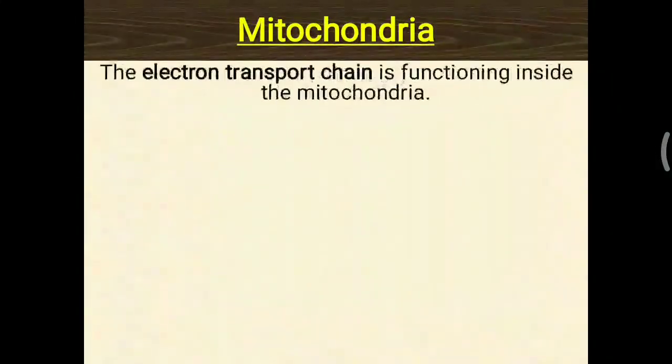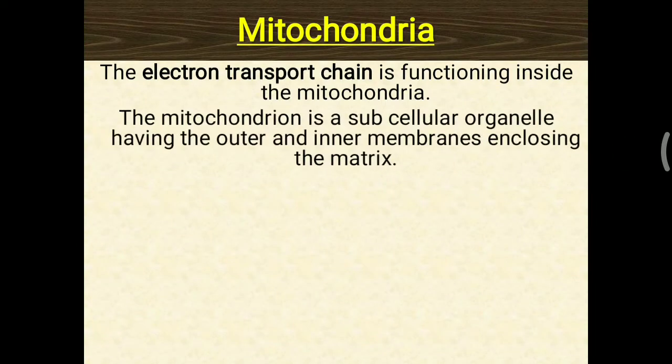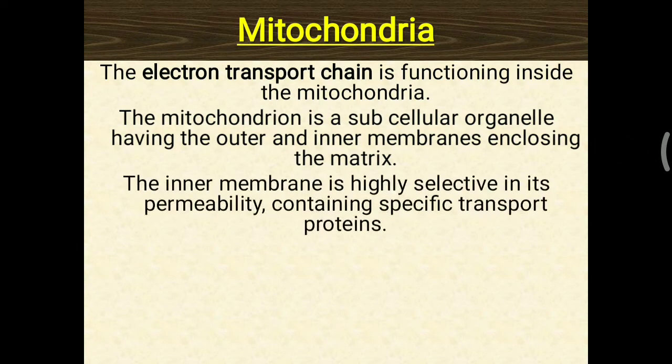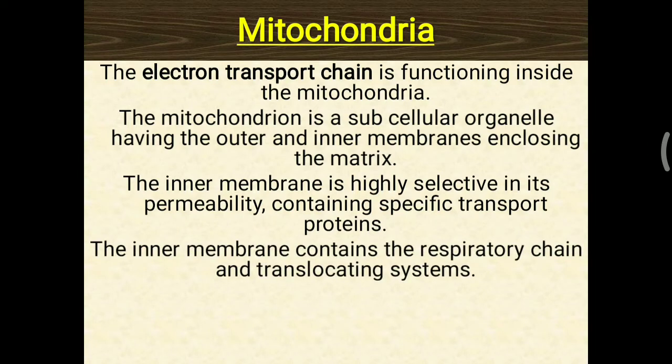First, about the mitochondria. The electron transport chain functions inside the mitochondria. The mitochondria is a subcellular organelle having an outer and inner membrane enclosing the matrix. Interestingly, sometimes mitochondria is considered a parasite. The outer membrane of mitochondria is mostly under the control of cellular DNA, while the inner membrane of mitochondria is mostly under the control of mitochondrial DNA. The inner membrane is highly selective in its permeability, containing specific transport proteins. It contains the respiratory chain and translocating systems. So this respiratory chain is present over the inner membrane.